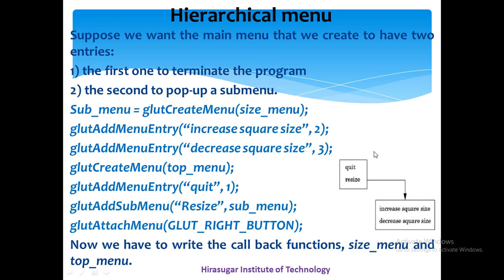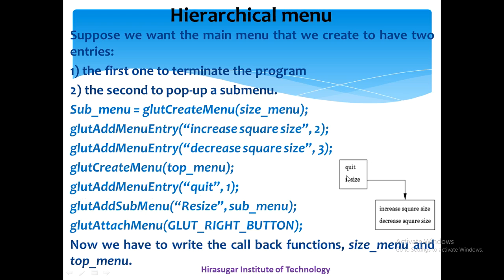Glut create menu, top menu, then I will create the top menu, right? Again as I told you, you have to go in this order only, means first you create the sub menu, then you go to the top menu. Now I am creating this menu, glut create menu, that is the top menu. Now this menu I have to attach here. Already I have created the sub menu, I have to attach it to this top menu, right? That's why glut add menu entry, that is the quit one as it is. There is no sub menu for this, only one option. That is what glut add menu entry quit one.